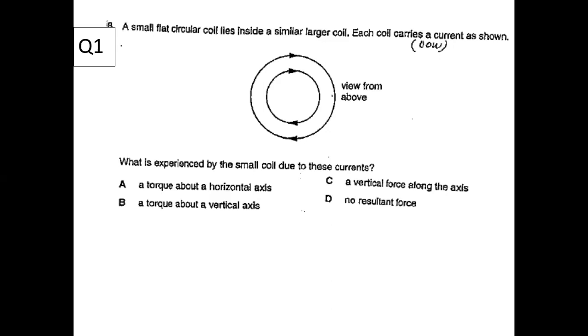Why D? Both of them are going in the same direction. What do you mean both of them are going in the same direction? The small coil and the large coil are both rotating similarly. Yeah, the current is in the same direction. So what happened? C? I know D, but I'm asking you why. There must be reasoning, not simply guesswork.